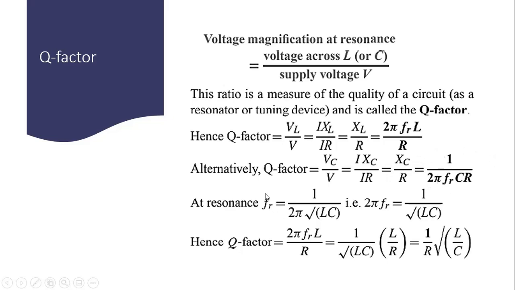At resonance, we know that FR is 1 over 2 pi root of LC. We just did that a few minutes ago. So you can see 2 pi FR is equal to 1 over root LC. So the Q factor is equal to 2 pi FR L over R, which is 1 over root LC multiplied by L over R. So what do we have? We now have 1 over R into the square root of L over C. This is the expression.